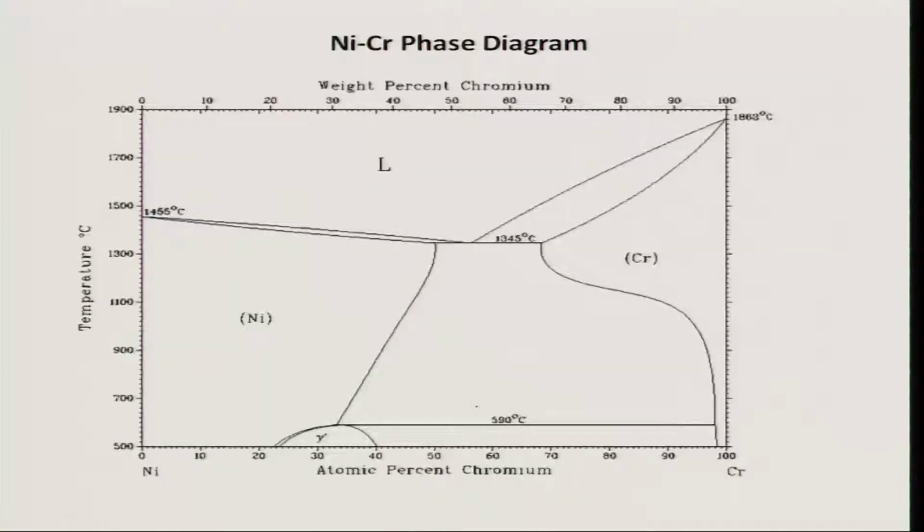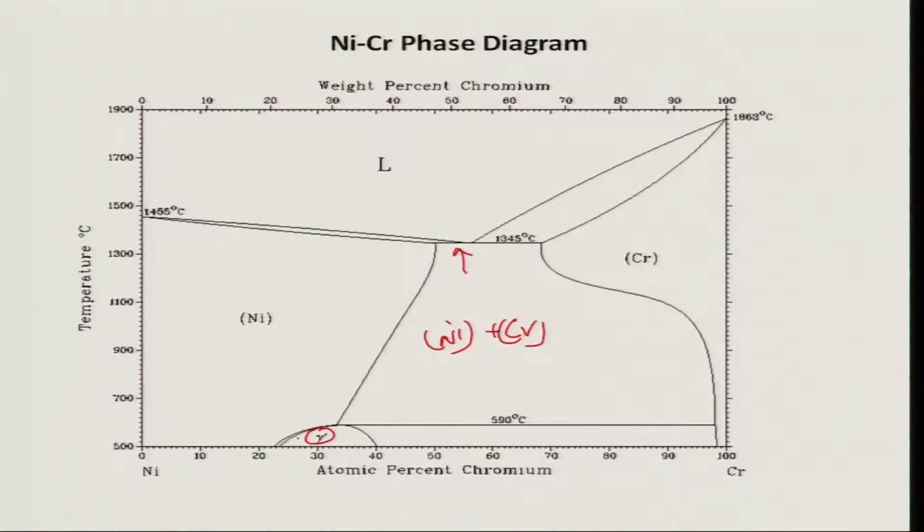Now let us look at what happens with chromium and nickel. The nickel chromium phase diagram is very simple as compared to iron nickel and iron chromium. Why? Because there is only one eutectic reaction here at 1350 degrees Celsius. You see here a eutectic between nickel solution and chromium solution, correct. And at a temperature less than about 590 Celsius, some kind of ordered compound gamma prime forms here. Other than that, there is nothing much.